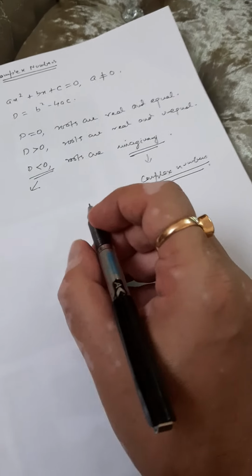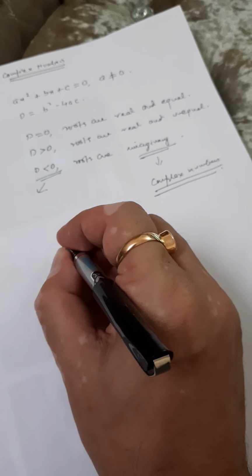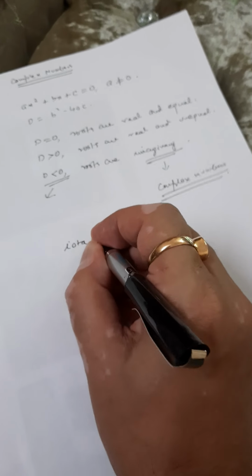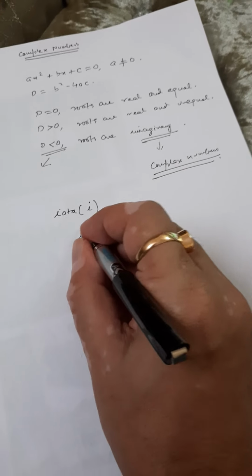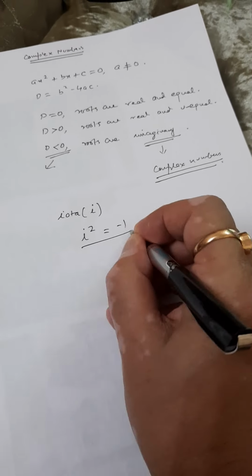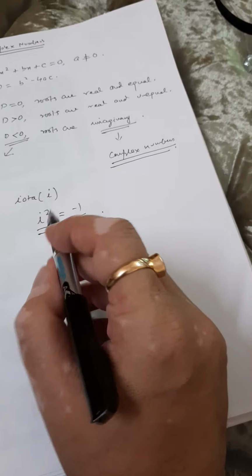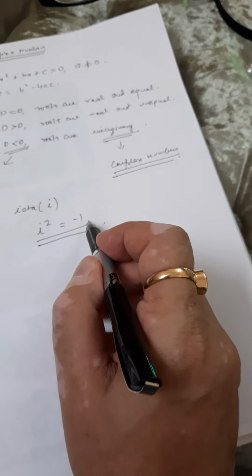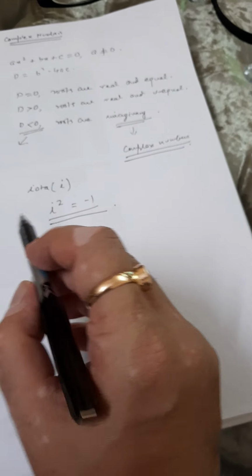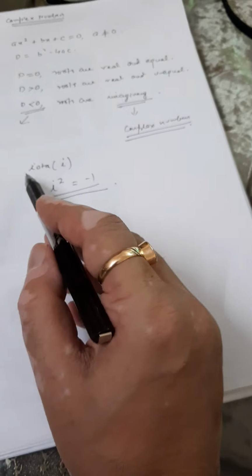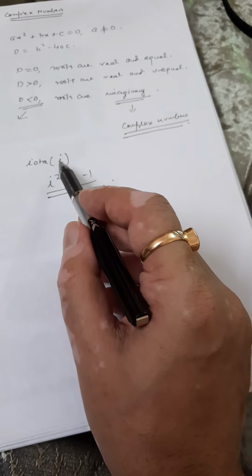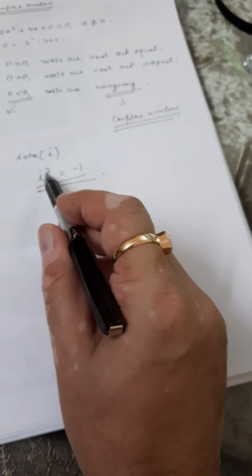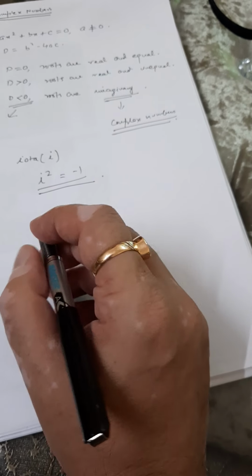Now, in complex numbers, we have a number iota. We denote this by i. Iota is a number such that iota square is equal to minus 1. So, iota is a number whose square is minus 1. Again, we denote this by i such that iota square is minus 1.